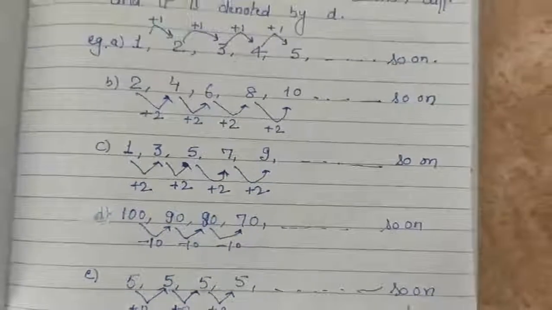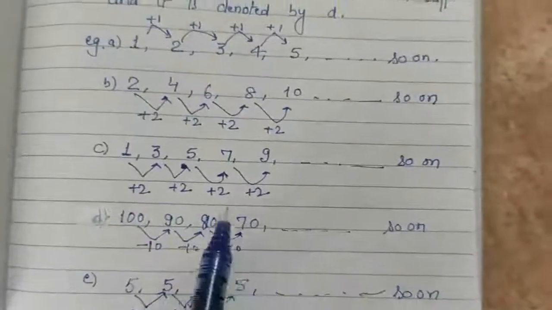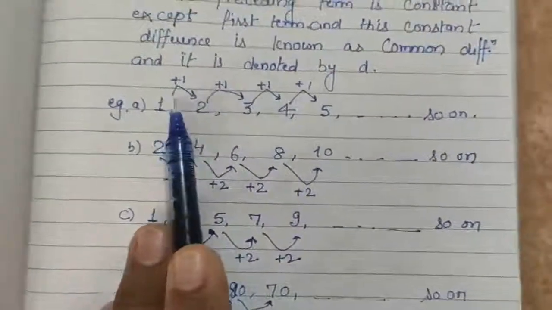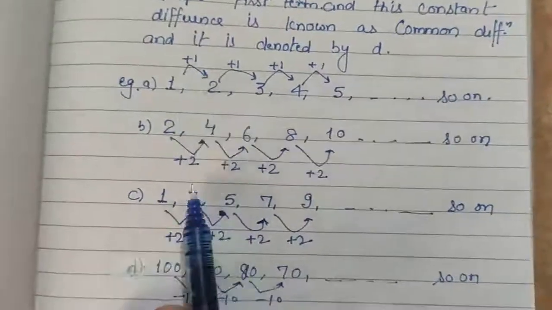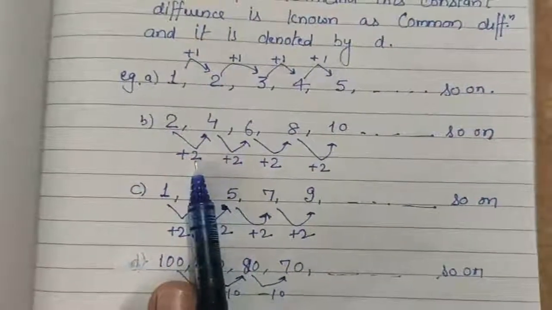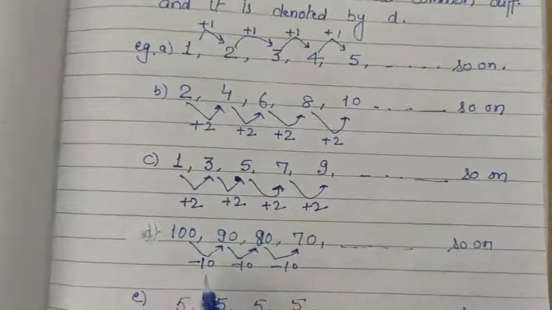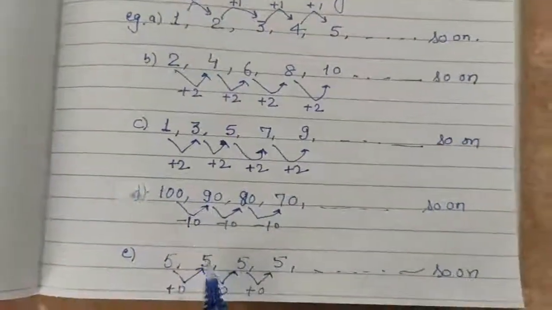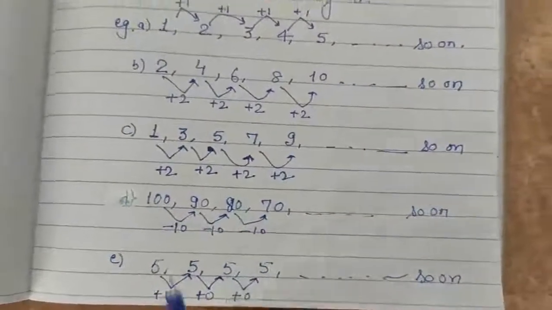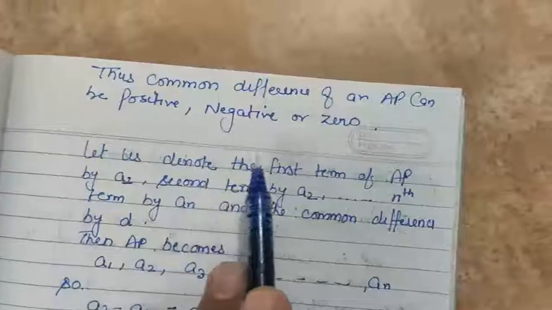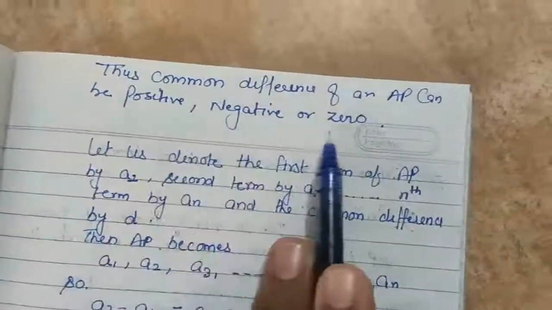You can see from these examples, in the first example we have the common difference as 1. In the second we have a common difference of 2, and in the third we have a common difference of 2, in the fourth we have a common difference of minus 10, and in the fifth we have a common difference of 0. Thus we can say the common difference of an AP can be positive, negative or 0.